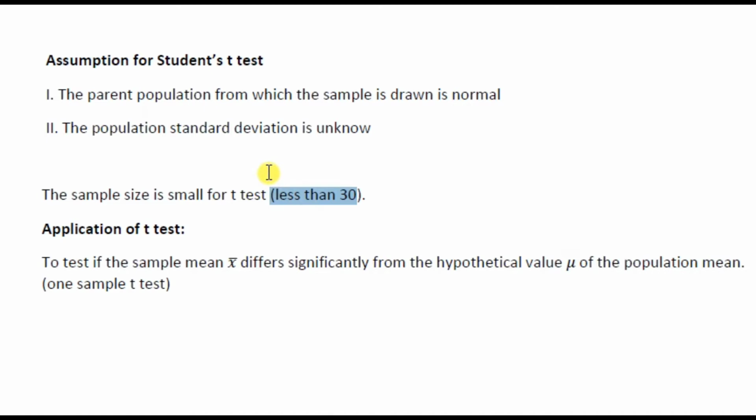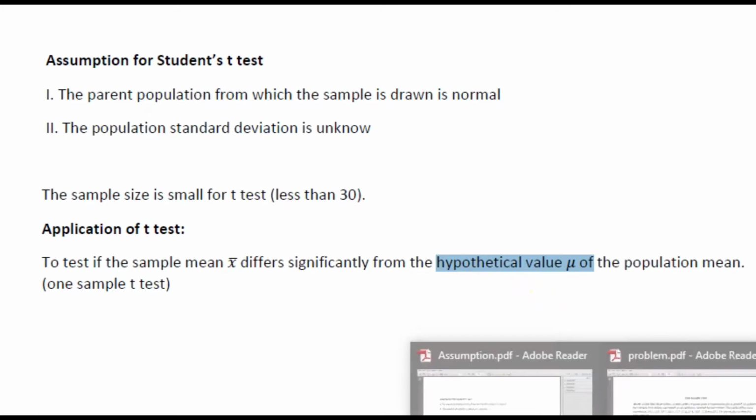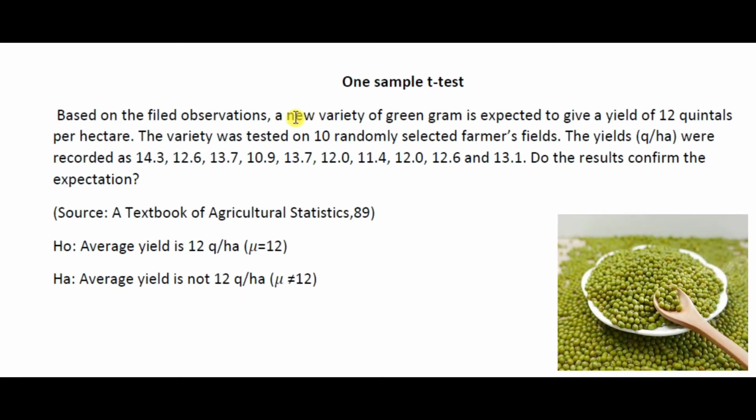So in this video we will also check the normality assumption of the data prior to carrying out the t-test. So what is the application of t-test? To test if the sample mean x bar differs significantly from the hypothetical value mu of the population mean. In the example, I will explain what is the hypothetical value mu. Let's switch to the example. So this is our example.